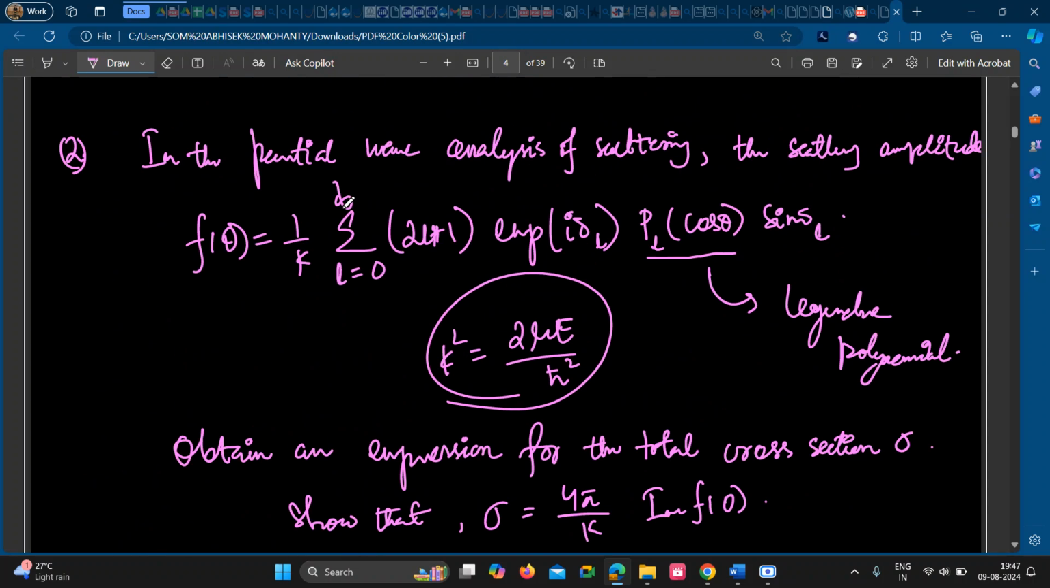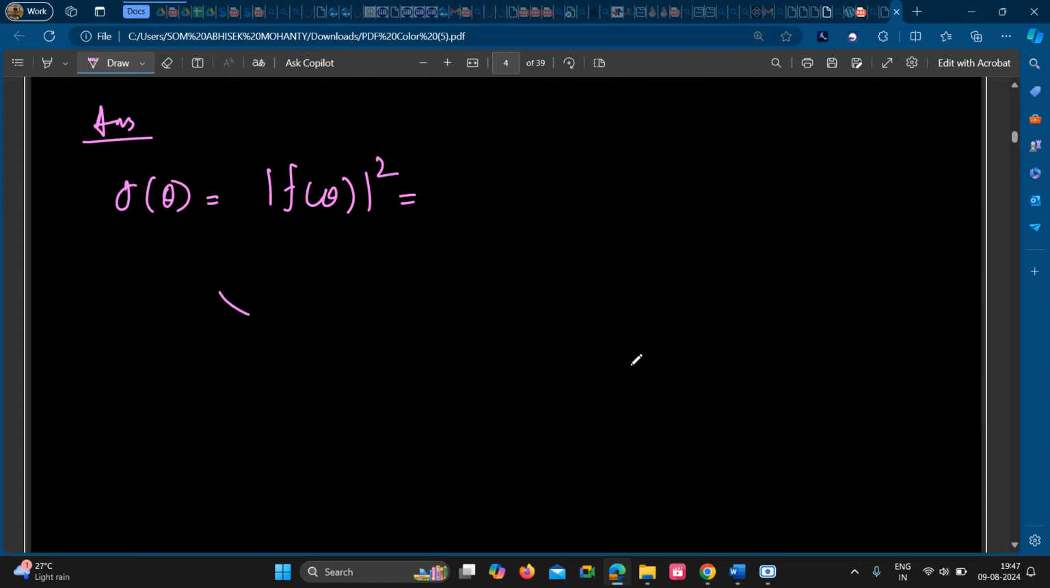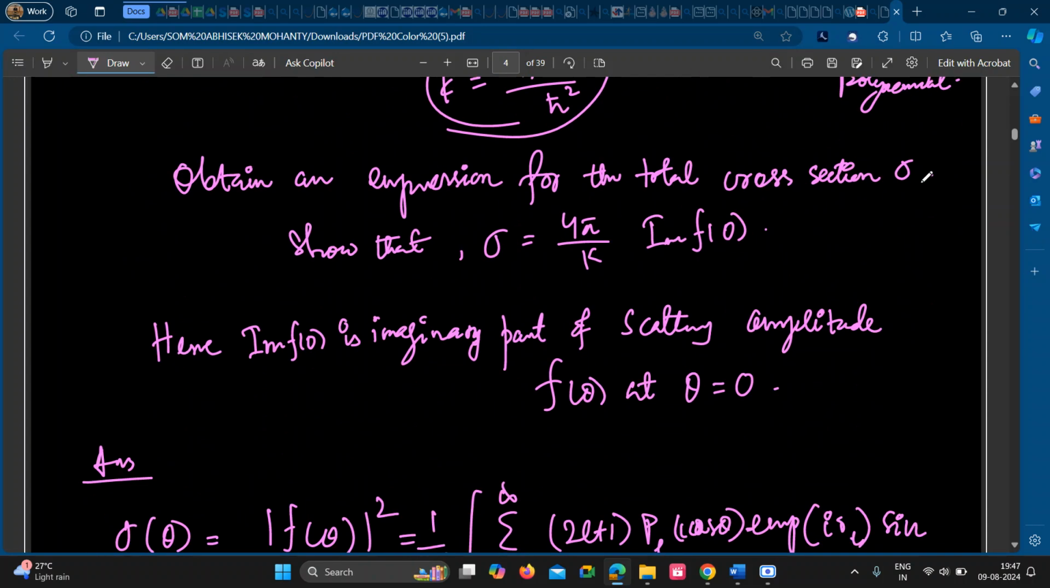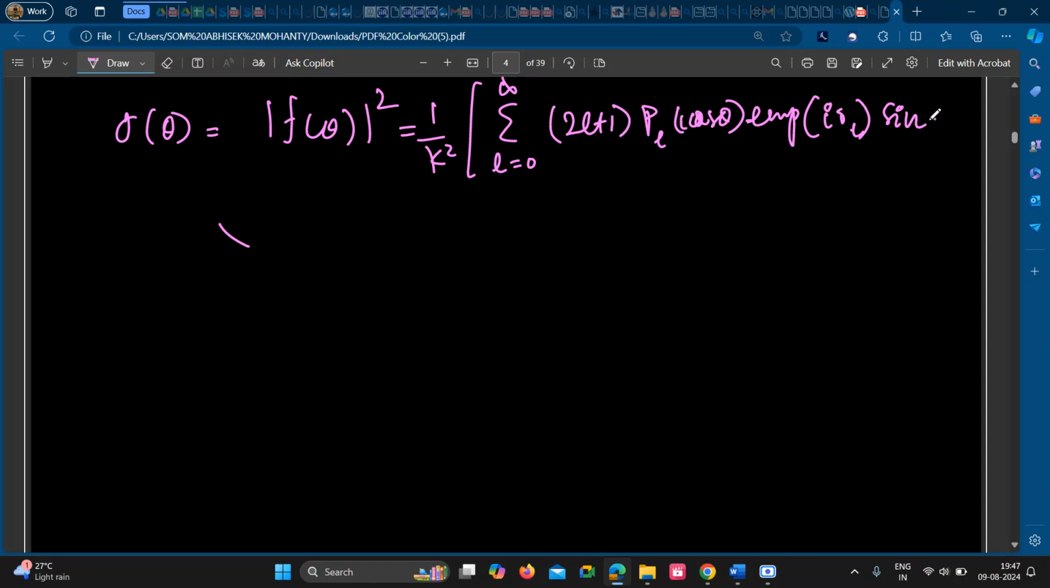Alright, let's start solving this question. First of all, sigma theta we know is f of theta whole square. Let me write the whole expression and square it first, then after that I will do it. So 1 by k square, because k is there, 1 by k square, summation L from 0 to infinity (2L plus 1) P L cos theta exponential i delta L sine delta L, and the whole square of it.